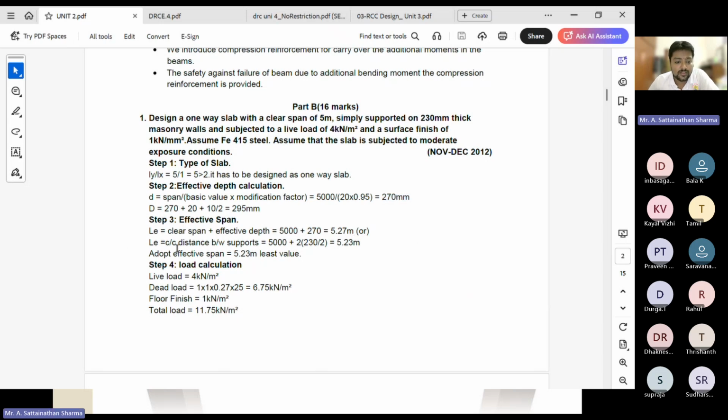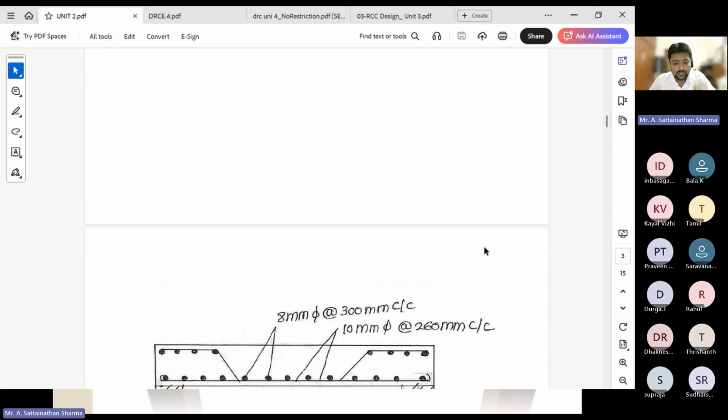There is another thing, the center to center distance between the supports. What is the support here? Brick wall is the support, right? Both ends it is brick wall. So center to center: 230 by 2 on one side, another 230 by 2 on the other side. That's why 2 times 230 by 2. Or you can add 115 plus the clear span plus 115. No issues.